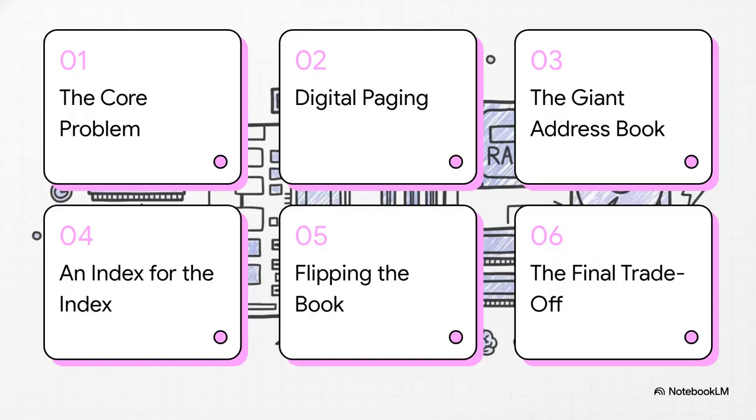So here's how we're going to break it all down. First, we'll tackle the core problem itself. Then we'll look at the first genius idea to solve it, a little something called paging. After that, we'll see how that solution created its own giant new problem and explore two really clever ways to fix that, one by making an index for your index and the other by, well, flipping the whole idea on its head. And finally, we'll get into the big trade-off between speed and space.